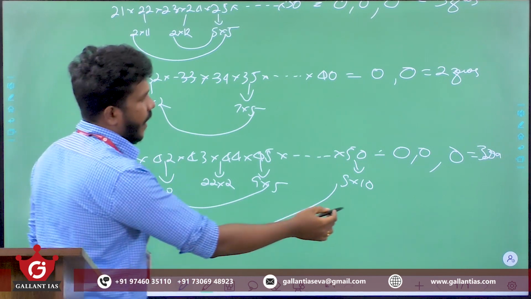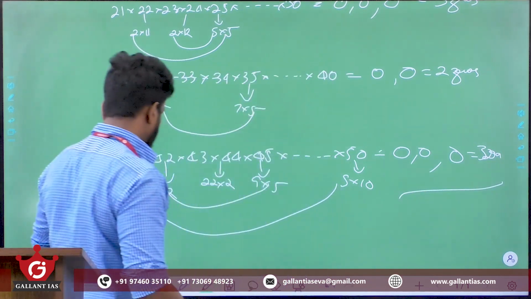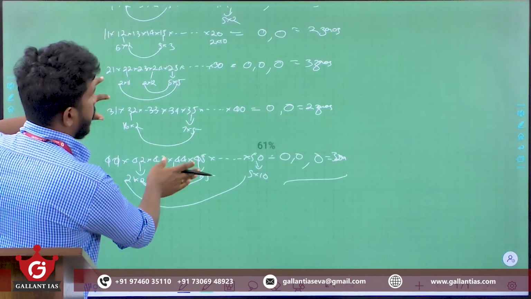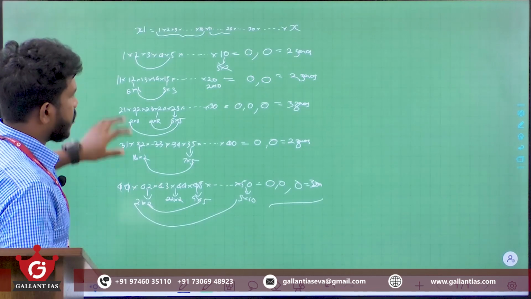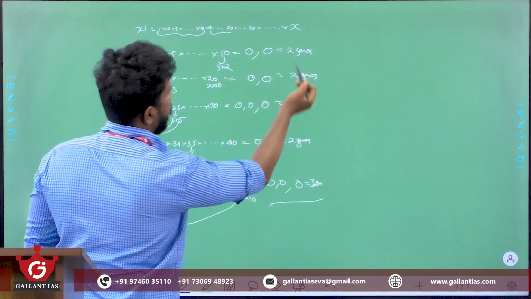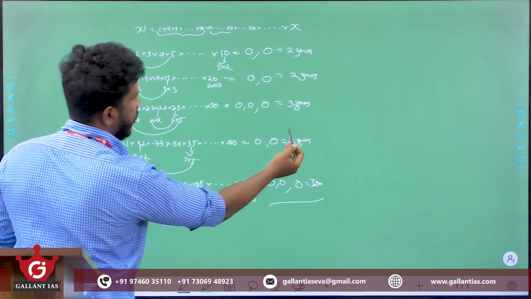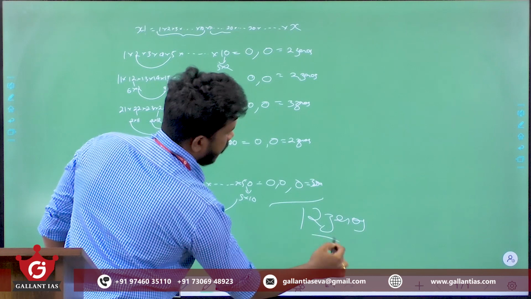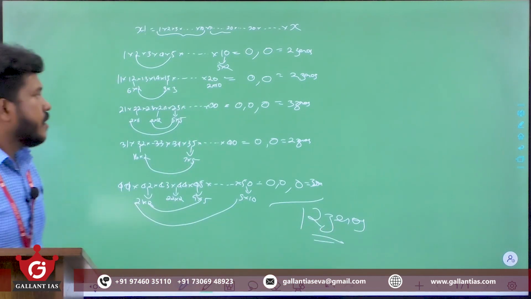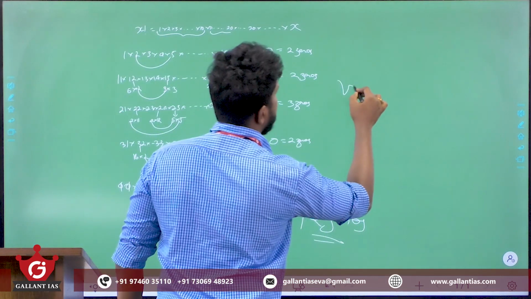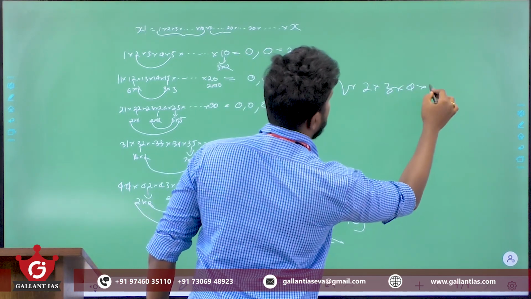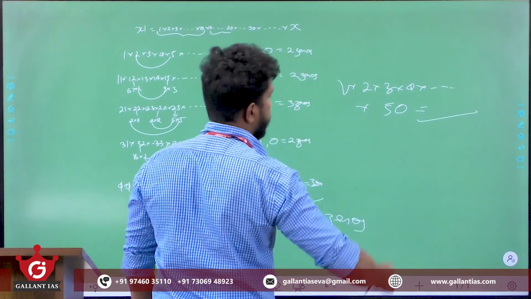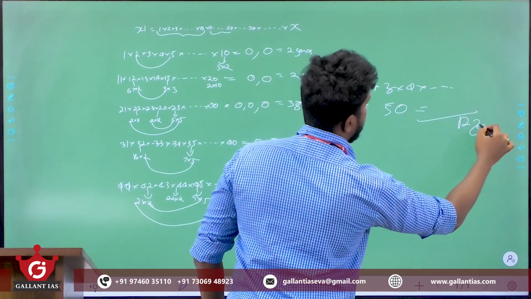So if you are adding the total number of zeros, look here, 2 plus 2, 4, 5, 6, 7, 8, 9, 10, 11, 12. That means total 12 zeros are there, right? So that means 1 into 2 into 3 into 4 into etc. into 50, the value will be containing 12 zeros.